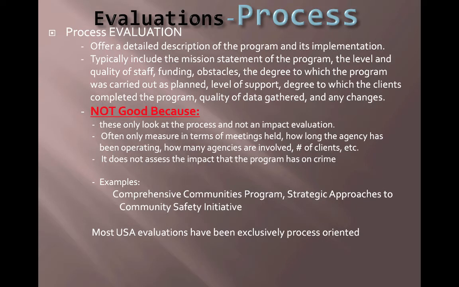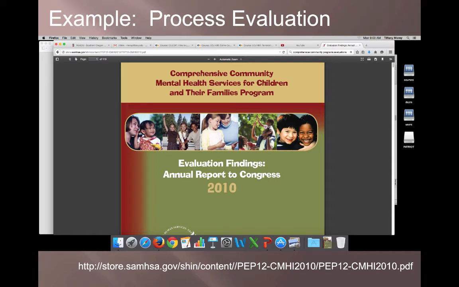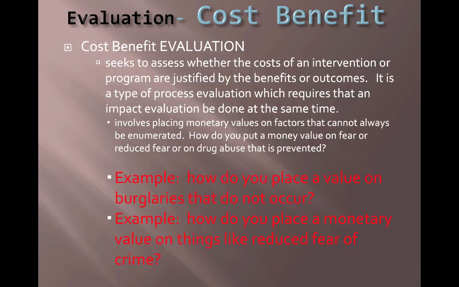All right, now we're going to look at process evaluations. They offer a detailed description of the program and its implementation. They typically include the mission statement of the program, the level and quality of staff, funding, and obstacles. They're not good because they only look at the process and not at the impact. Here is an example of a process evaluation that was done of the Comprehensive Community Mental Health Services for Children and Their Families program.